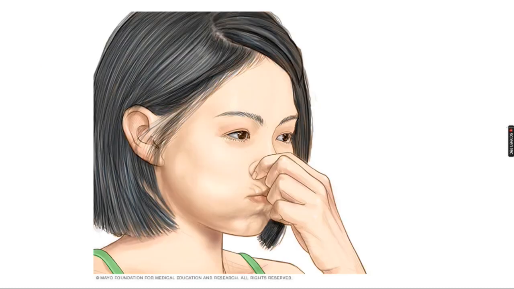So this is a picture of the Valsalva maneuver. You can see how this girl is pinching her nose and puffing through her cheeks. Like that, you can also do a kind of Valsalva maneuver to avoid discomfort.